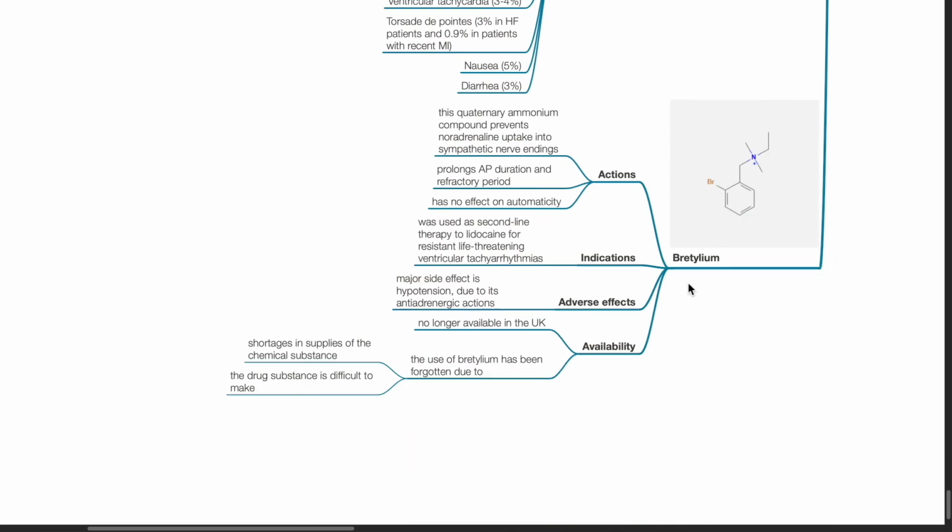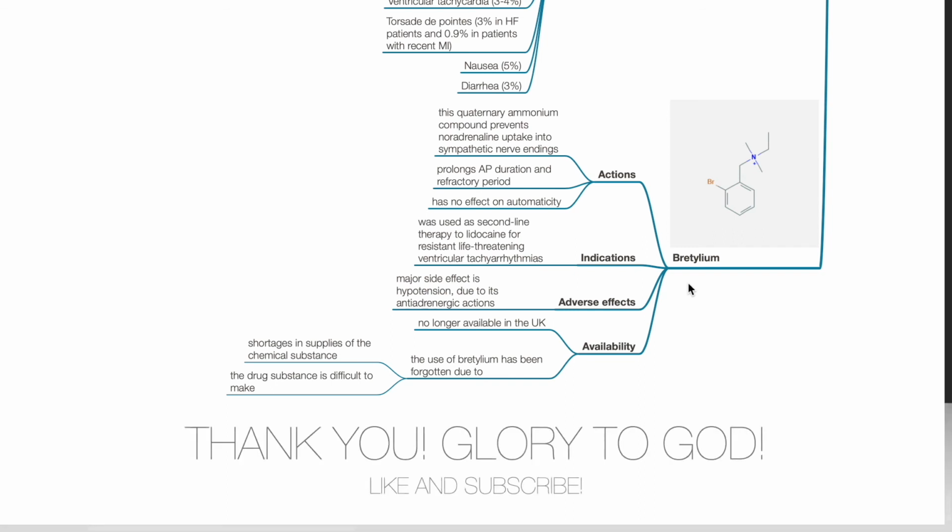Bretylium. This is a quaternary ammonium compound that prevents noradrenaline uptake into sympathetic nerve endings. It prolongs action potential duration and refractory period and has no effect on automaticity. It was used as second-line therapy to lidocaine for resistant life-threatening VT. Major side effect is hypotension due to its anti-adrenergic actions. It is no longer available in the UK. The use of bretylium has been forgotten due to shortages in supplies of the chemical substance, and the drug substance is difficult to manufacture.